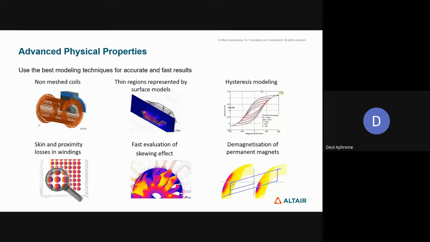Hysteresis modeling. I'll get into that in power transformers. We all know the aging effect of transformers with inrush current. Hysteresis modeling can be done in the post processing and pre processing of Flux. Skin and proximity losses in winding. This is a concept that is very difficult to simulate, in the sense that it's very difficult to geometrically define a transformer in its entirety.